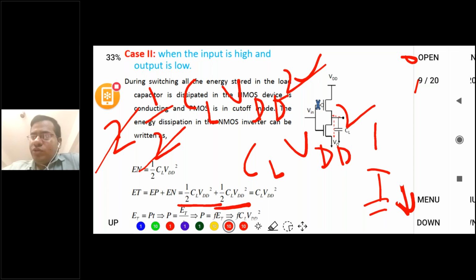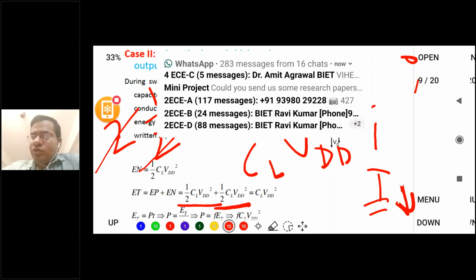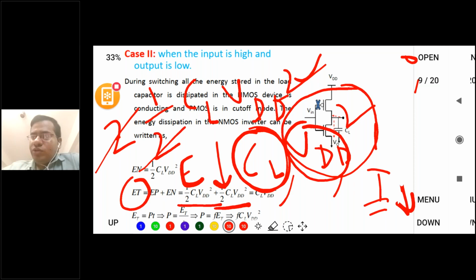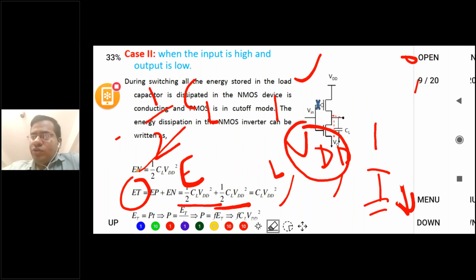Okay, so now here just observe very carefully: two factors play a very important role in the power dissipation, your load capacitor and your supply voltage. These two parameters are responsible for the total power dissipation. Clear? That means your load capacitor must be less, and VDD must also be less. Then your energy dissipation is less, because this value is directly proportional.